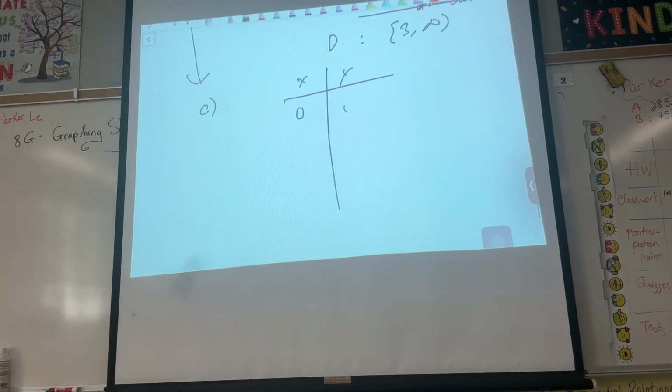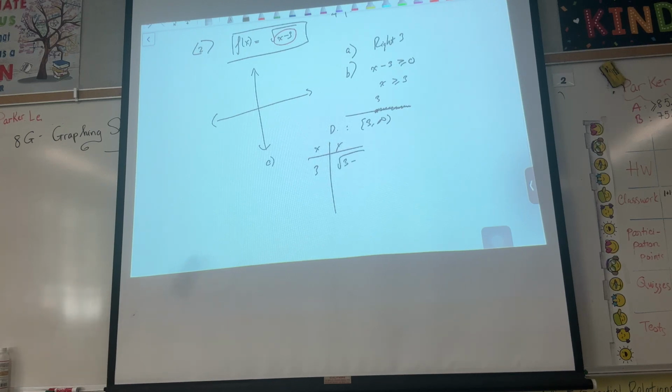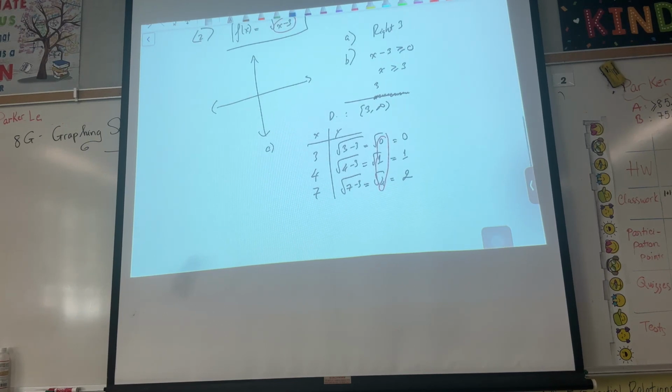Why do we do 3 first? Because when you plug in 3, you get 0 inside. Make sense? So that's 0. Then 4. 4 minus 3 is 1. That's what we're looking for. So the square root of 1 is 1. And then 7. 7 minus 3 is 4, and the square root of 4 is 2. So remember, we need the inside of the square root to be 0, 1, 4. Not the x.